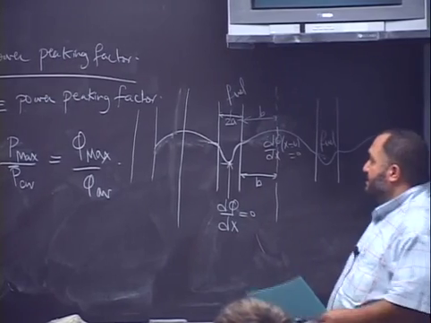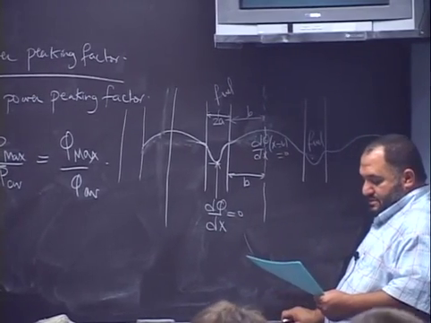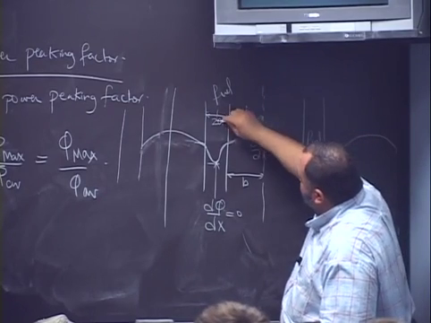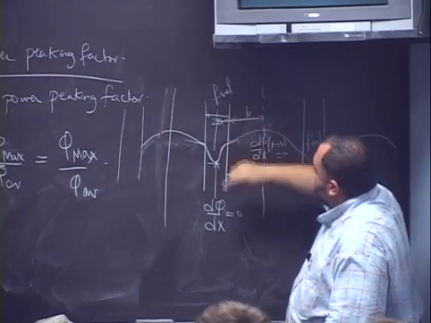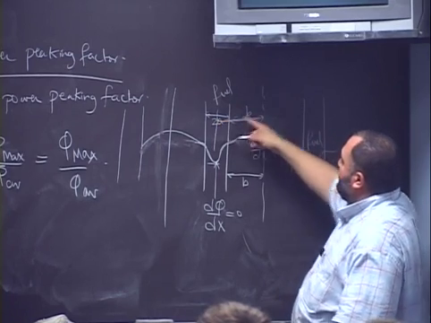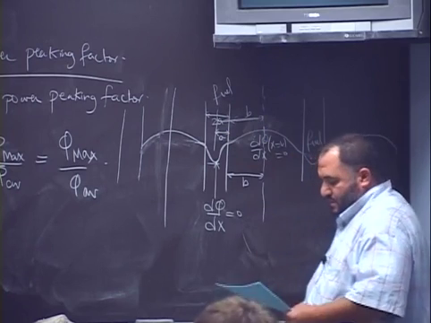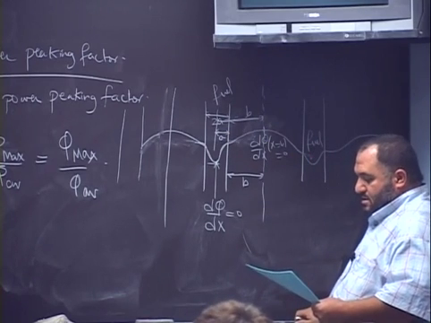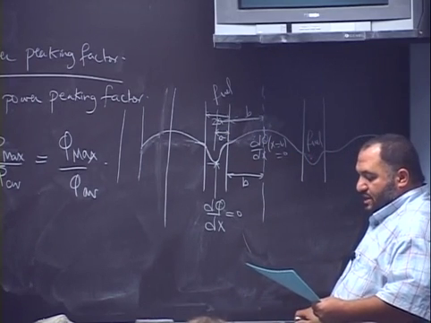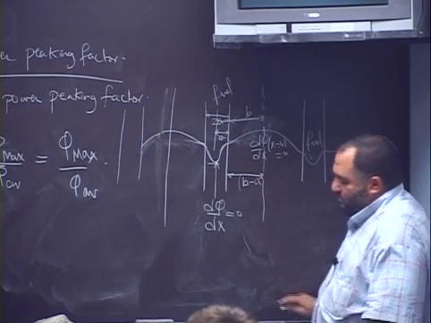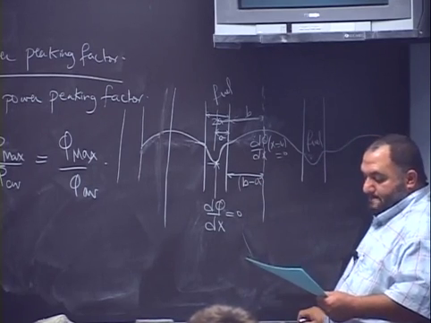Or maybe I take b to be from the center here. So flux at b: b from the center to here and a from the center to here. Okay, guys? So this will then be b minus a. The moderator region will be b minus a.